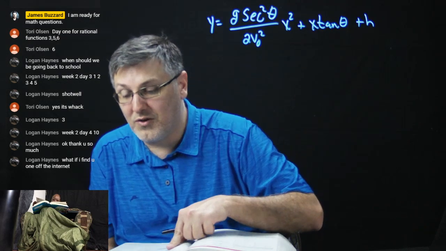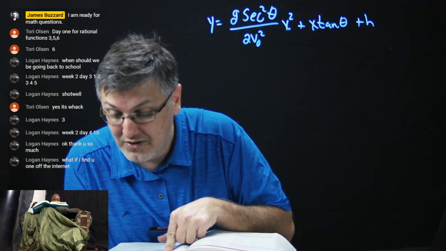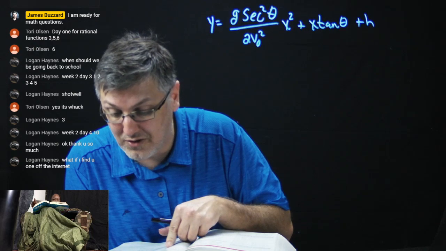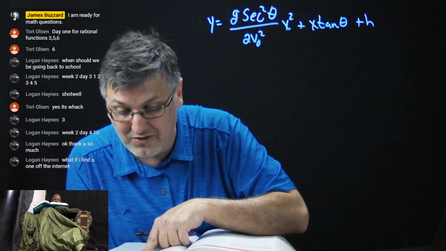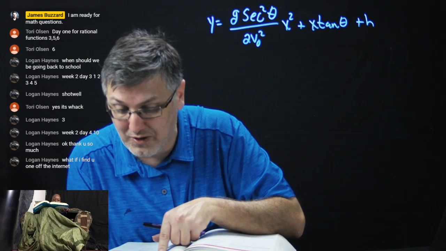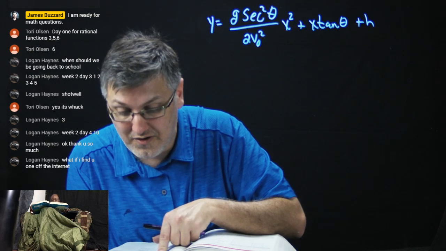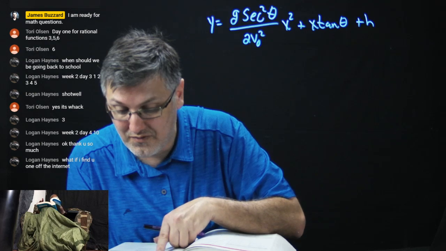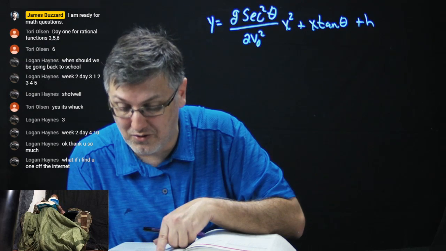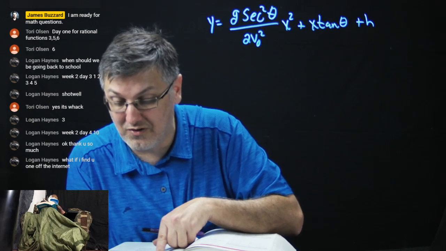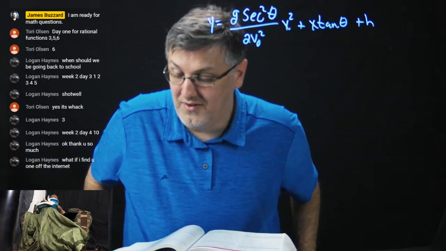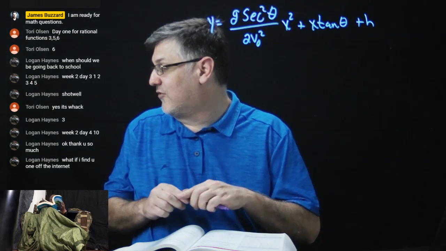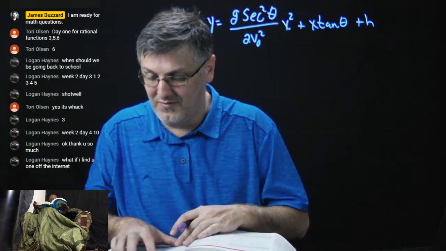What does this one say? Neglecting air resistance... It tells you what g is, it tells you v naught, it tells you h. Oh, this one tells you to find the maximum. This seems fun.